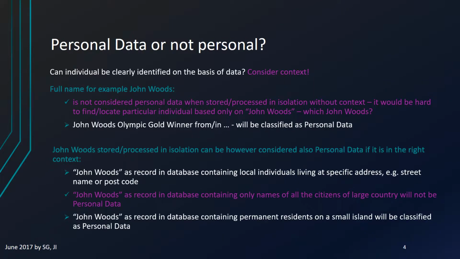So how to identify if data is personal data or not personal data? Personal data is anything where an individual can be clearly identified on the basis of the data. So let's take a look at a few examples here. In the first example, if we just have the name of John Woods, that would not be considered personal data because there are probably millions of John Woods in the entire world. So with just the name, we wouldn't know which John Woods we are actually talking about.